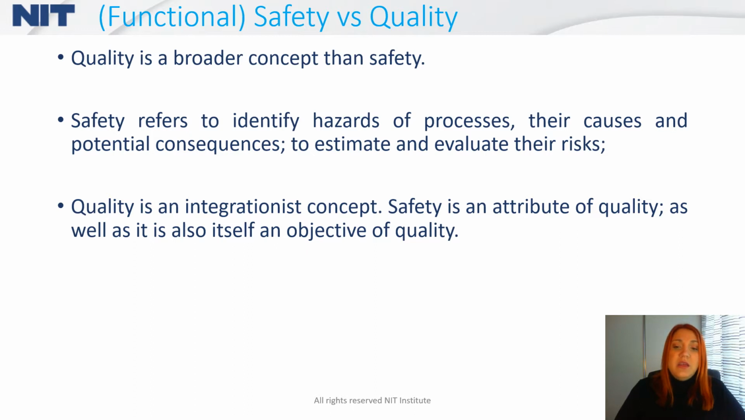But quality is a bigger, integrated concept. Safety is an attribute of quality, and we can say that it is as well an object of quality. Quality implies identifying customer requirements. Then quality defines objectives and indicators for their measurement. Then quality deals with designing the processes for achieving those objectives. We can say also that quality takes care of the assignment of the resources required to carry out those processes, as well as executing the processes according to their design.